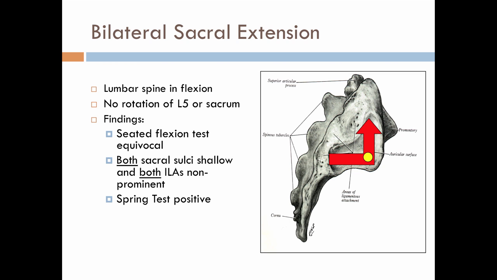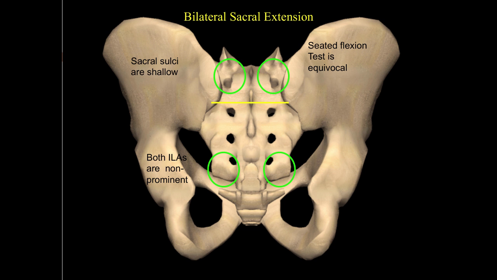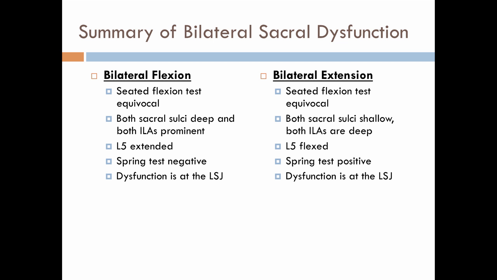The spring test in this case, however, will be positive because you're not able to induce anterior motion across the base of the spine because it is stuck posterior. And again, here are the static findings. So bilateral flexion and extension compared here, some of the similarities and differences.